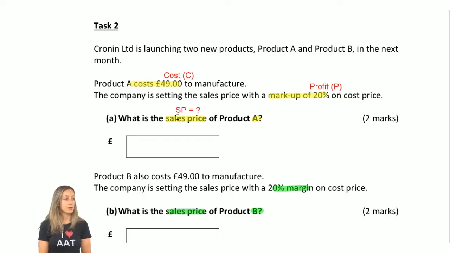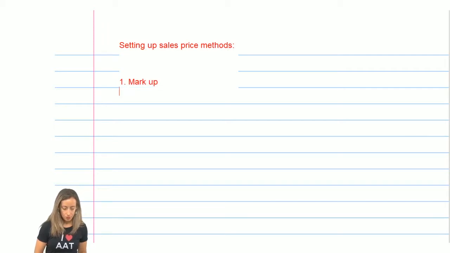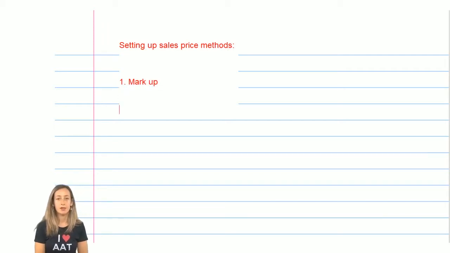Well, how do we do it then? Using the markup method. How about I give you a little reminder, just in case there is somebody here watching not sure how to use profit markup and profit margin. So to set selling price, okay, we've got setting up sales price methods. And yes, we've got the first one, but let me do it right here. The first one, which is called markup.